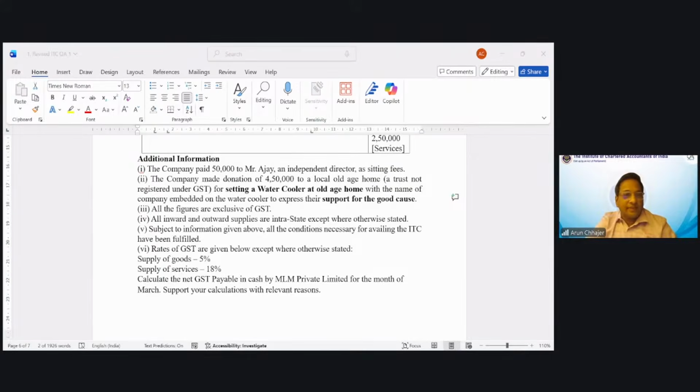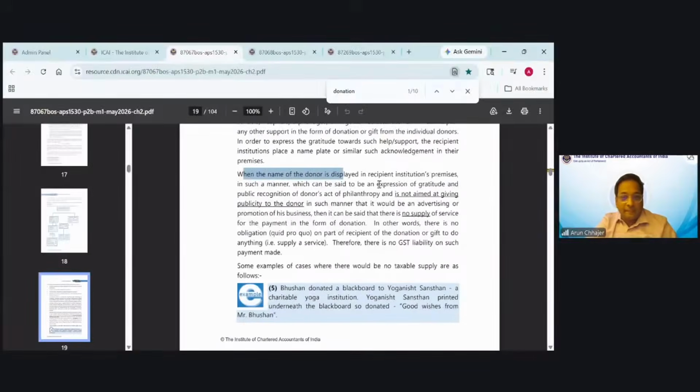So this is the supplies chapter, institute material, page number 1919. ठीक है? When the name of the donor is displayed in the recipient institute premises in such a manner which can be said to be an expression of gratitude and public recognition of the donor's activity of philanthropy, and is not aimed at publicity, then in such a manner, if it would be an advertising or promotion, then it can be said that it is not a supply.